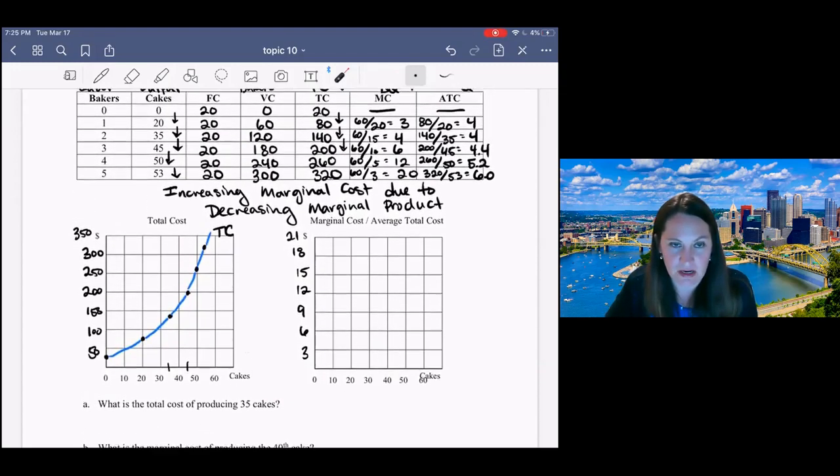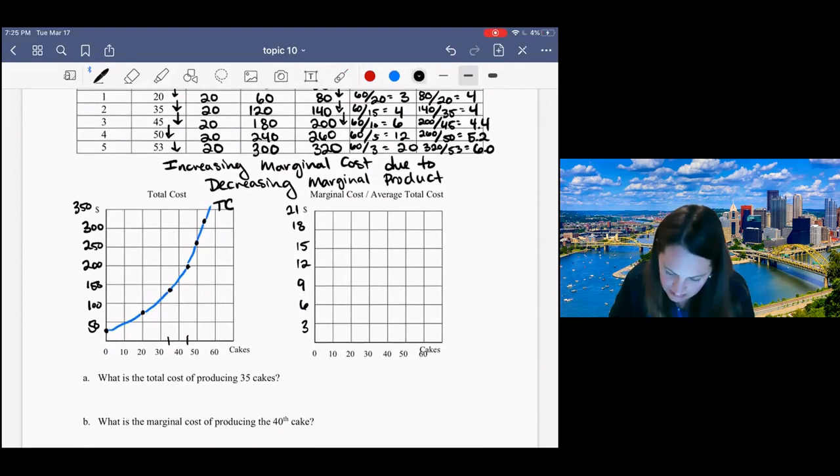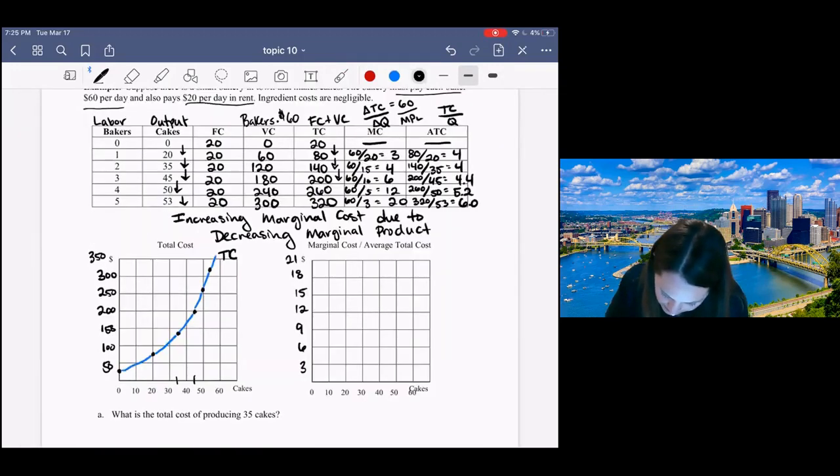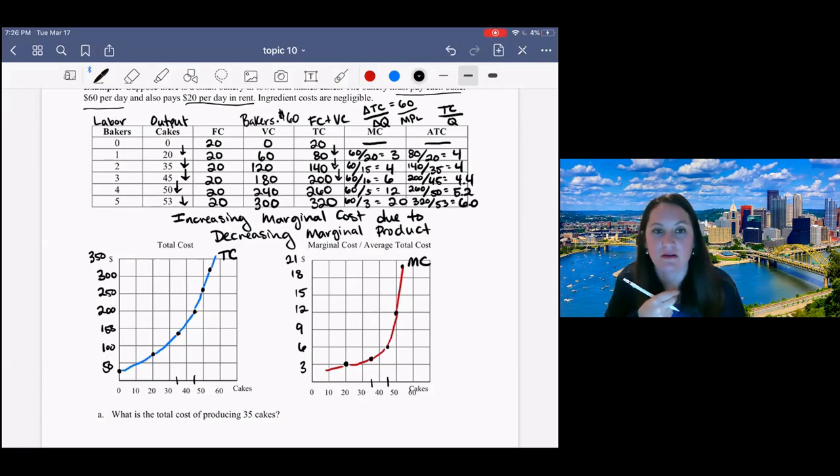I'm going to plot marginal cost and average total cost on these graphs over here. If I hire 1 worker, I make 20 cakes. The marginal cost per cake is 3. Then I've got 35, 4, 45, 6, 50 is all the way up to 12, and then 53 is all the way up here to 20. So our marginal cost function here is increasing. This is the additional cost of each additional unit of output.